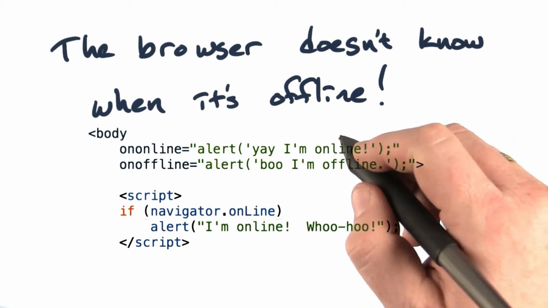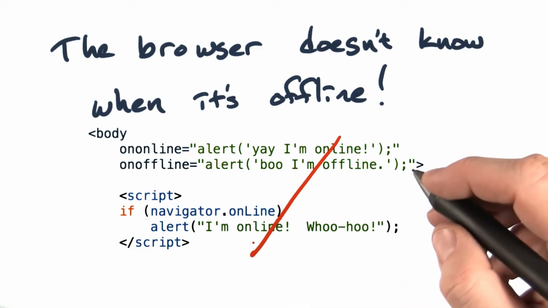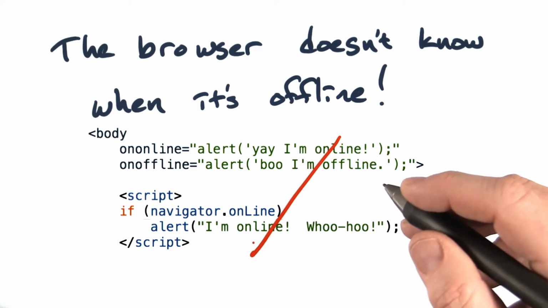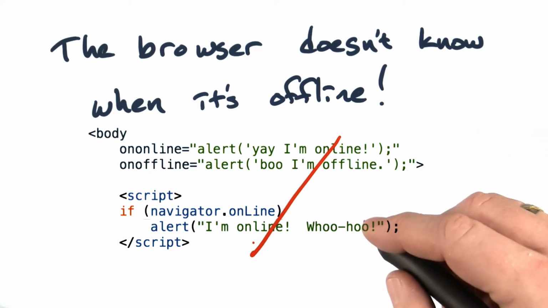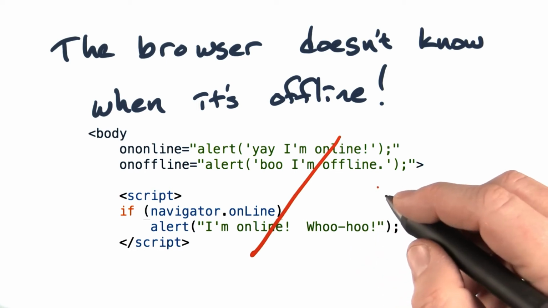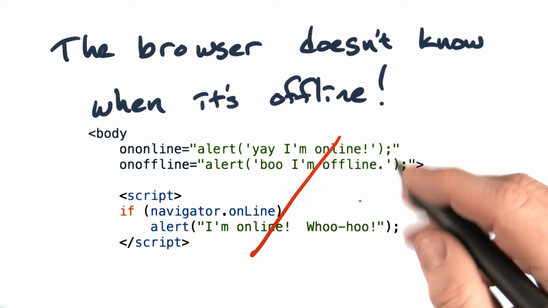However, I don't recommend relying on these. They really just tell you if there's a network connection or not. They don't tell you if that network connection is actually connected to anything. For example, my computer at home is occasionally fooled because my cable modem will go out, but my computer is still connected to the router.